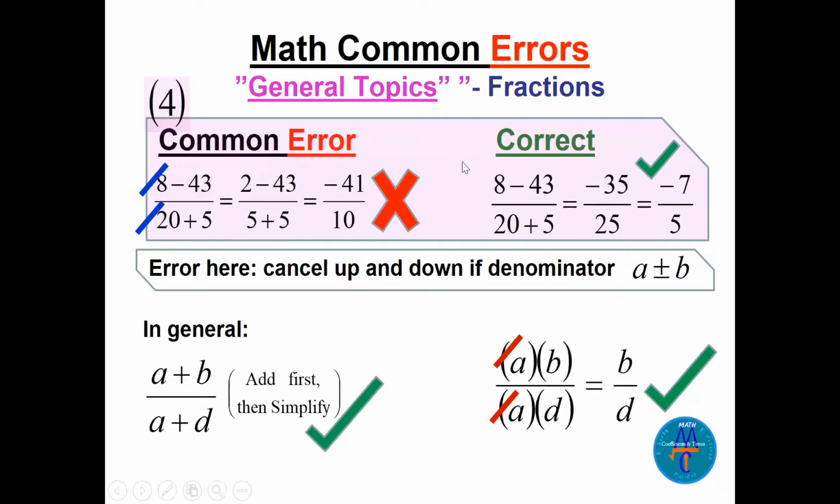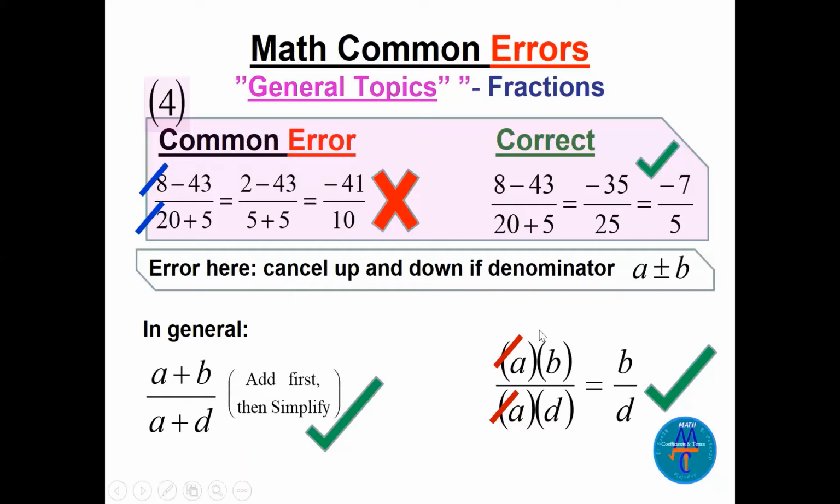Okay, so the correct answer here: 8 minus 43, you can add and subtract. I put subtraction in the numerator and addition in the denominator. So this one is minus 35 over 25, divide by 5, and you get minus 7 over 5. That's the correct one. So what do you do? If you have a plus b over c plus d, add first. This is the formula here. Add first, then simplify.